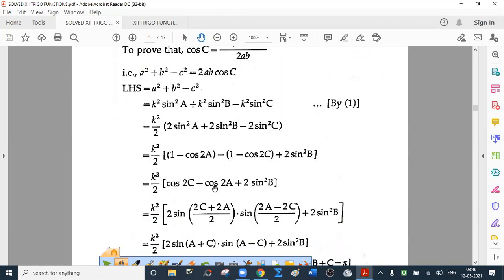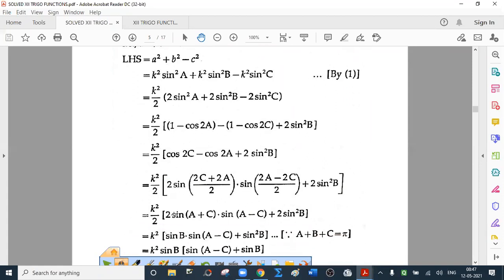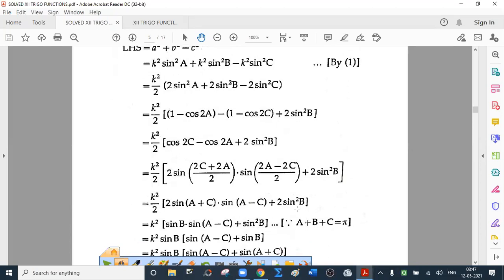Now what is cos A minus cos B? It is 2 sine of A plus B by 2 into sine of B minus A. You have to be careful. I repeat this. Cos A minus cos B is 2 sine of A plus B by 2, that is first plus second by 2, into sine of second minus first, because I haven't begun with minus, I have begun with plus. So sine of second minus first upon 2. Is that clear? So this is k square by 2, 2 sine (A plus C) into sine (A minus C) plus 2 sine square B.